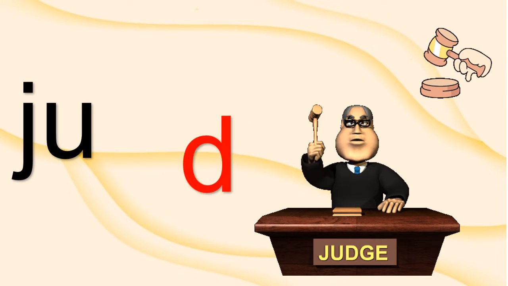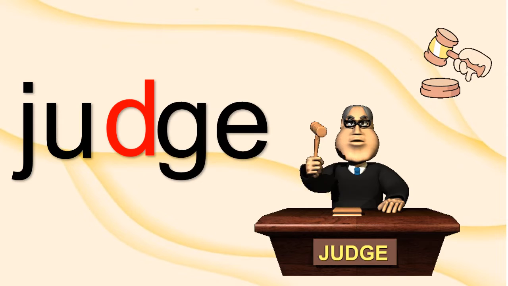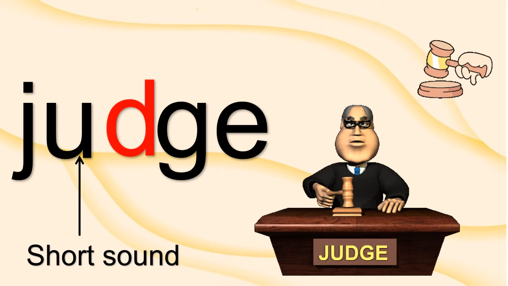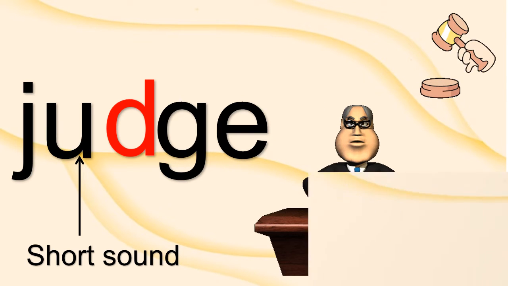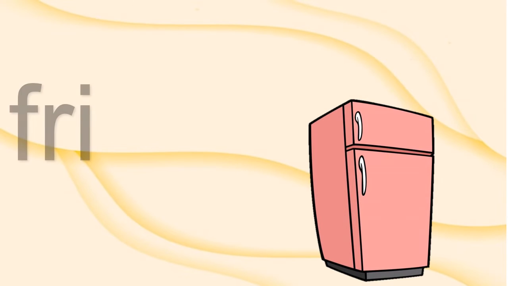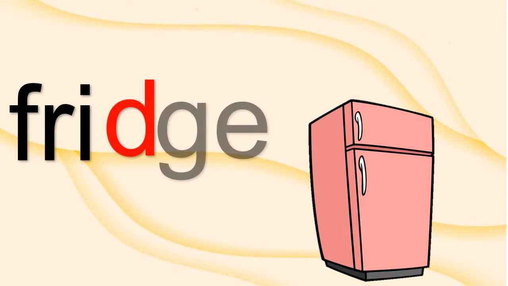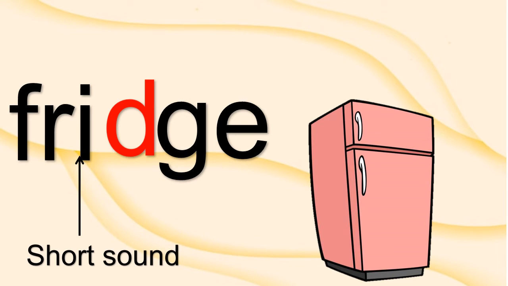In the word judge, the J sound occurs at the end of a word, and before that J sound we have a short vowel A. So we replace the J sound with DGE. In the word fridge, J sound occurs at the end of a word, and before that J sound we have an E, which is a short vowel sound, so we write DGE to replace that J sound.